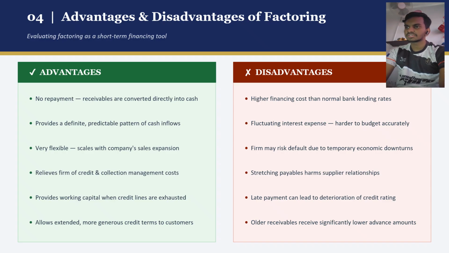Disadvantages: higher financing costs compared with normal bank lending rates. Fluctuating interest expenses are hard to budget accurately. The firm may risk default due to temporary economic downturns. Stretching payables harms supplier relationships. Late payment can lead to a reduction of credit rating. Older receivables receive significantly lower advance amounts.